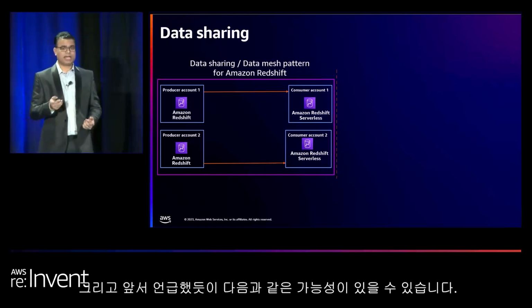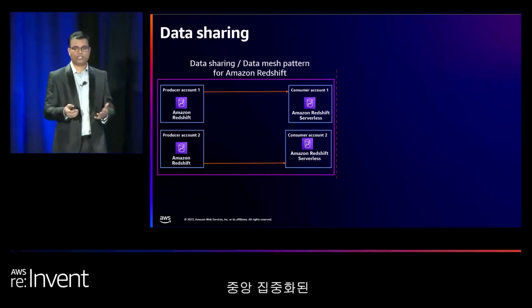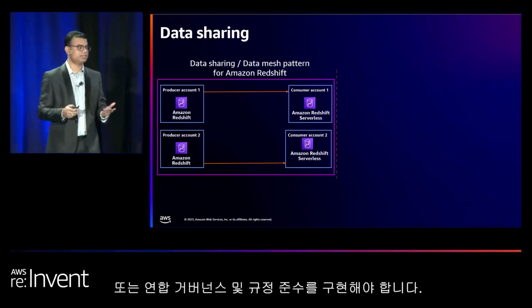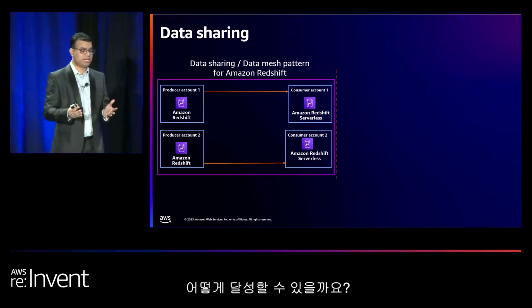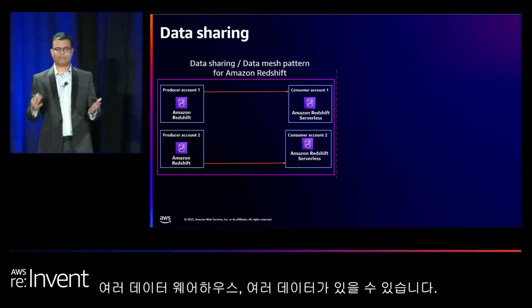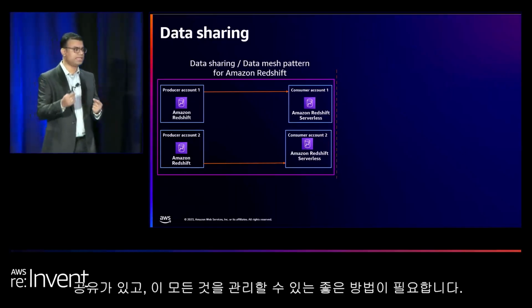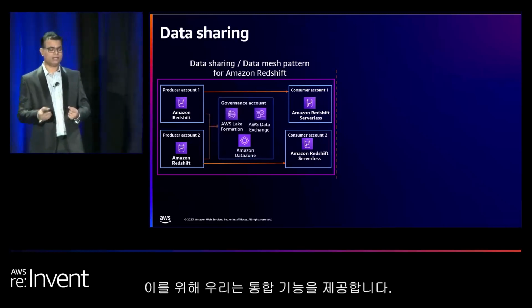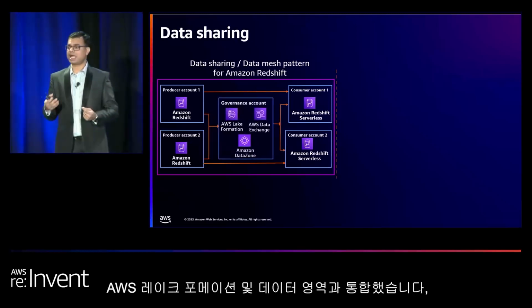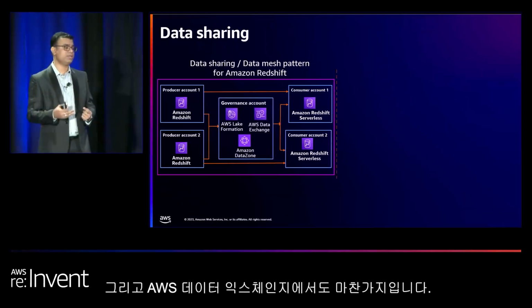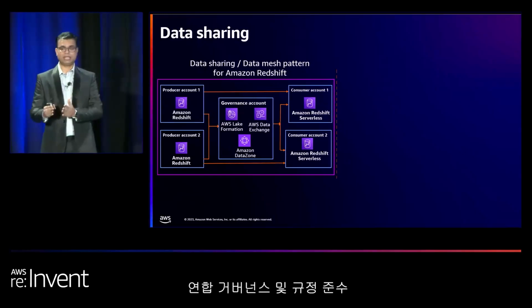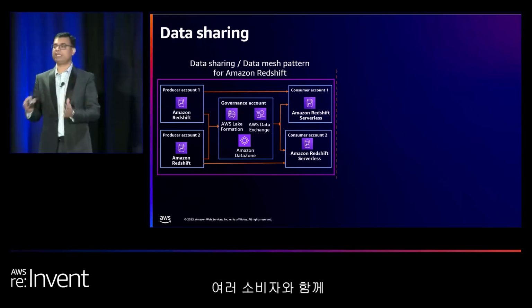And as I mentioned, there might be a possibility that you need to implement either centralized or federated governance and compliance. How are you going to achieve that? You may have multiple data warehouses, multiple data shares, and you want a nice way to manage all this. For that purpose, we have an integration with AWS Lake Formation and DataZone, and even with AWS Data Exchange, so that all this data can be shared with federated governance and compliance with multiple consumers.